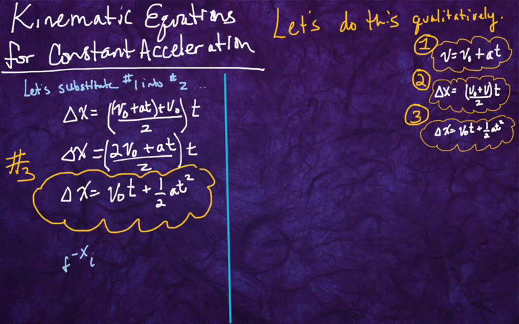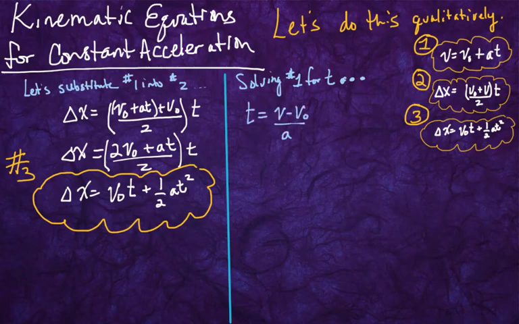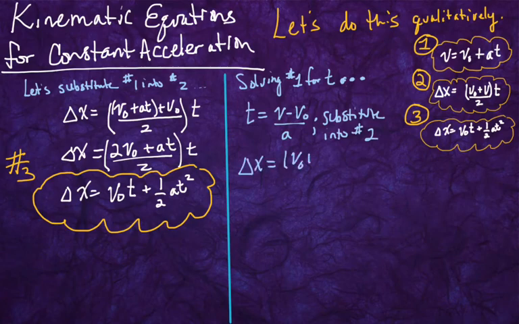I don't remember what that is right there, so that's ugly. All right, so if we solve number 1 for t, solve the first equation for t, we're going to get t equals v minus v naught over a. Yeah? Can you guys see that? v minus v naught over a. Okay, and we are going to plug that into number 2, in a different way.